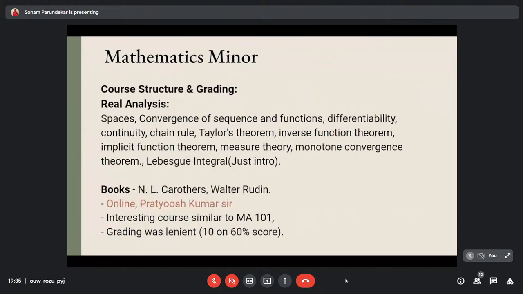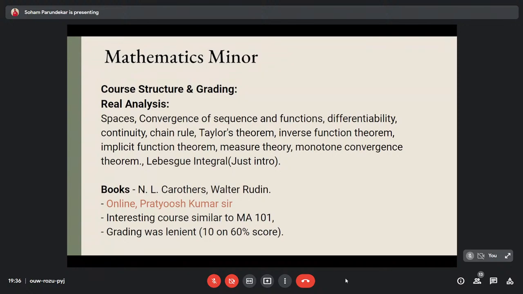Now over to the course structure. So in the third semester, we had real analysis. Real analysis was just an extension of MA 101 and 102. 101 and 102 can also be considered as a prerequisite for this course, but the professor was nice. Usually the professors teach from basics, and he even gave us the first week to revise 101. Apart from that, I would also like to add that if you had bad grades in 101, that was mostly because you were new to the college and the exam system.